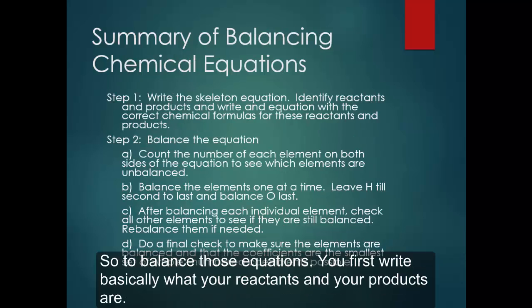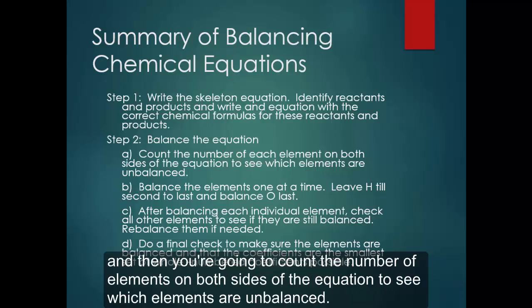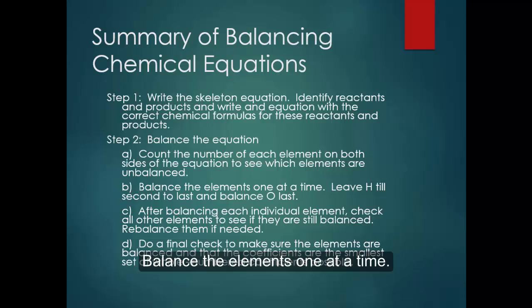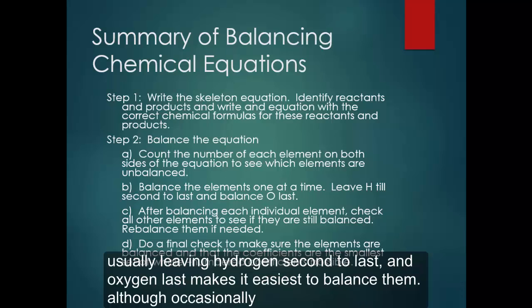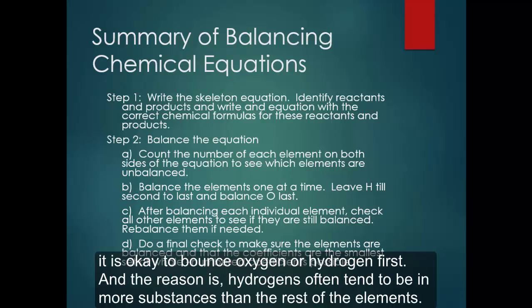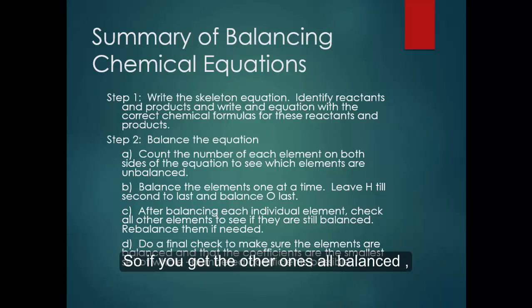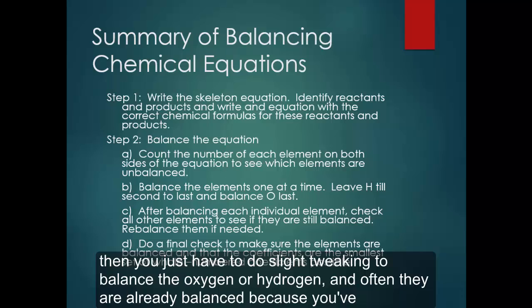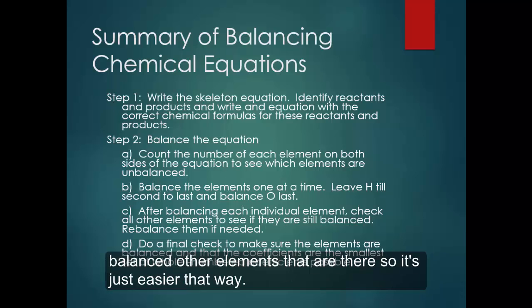So to balance those equations, you first write basically what your reactants and your products are, and then you're going to count the number of elements on both sides of the equation to see which elements are unbalanced. Balance the elements one at a time. Usually leaving hydrogen second to last and oxygen last makes it easiest to balance them, although occasionally it is okay to balance oxygen or hydrogen first. And the reason is hydrogen and oxygen tend to be in more substances than the rest of the elements. So if you get the other ones all balanced, then you just have to do slight tweaking to balance your oxygen or hydrogen, and often they are already balanced because you've balanced the other elements that are there, so it's just easier that way.